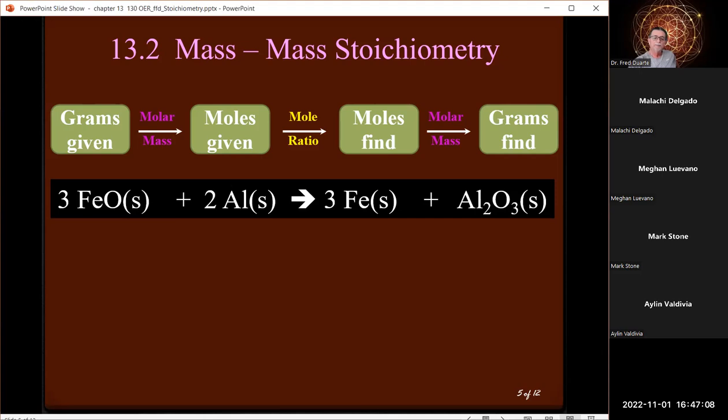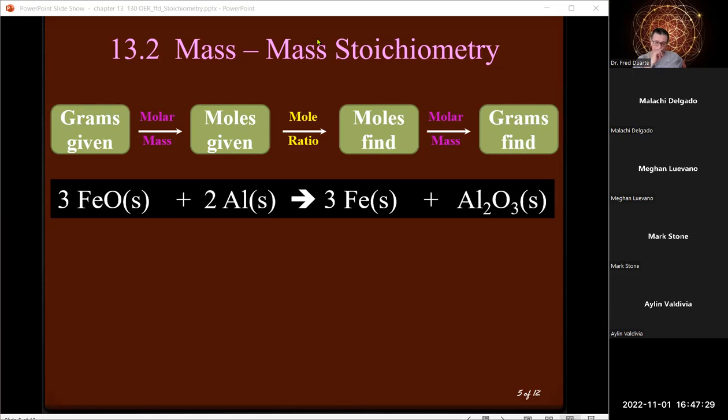Okay, what we got? Combustion? Oh, not quite, because remember, combustion, what do you need? You need oxygen, right? And a combustion reaction for Chem 130 will be just the combustion of hydrocarbons.